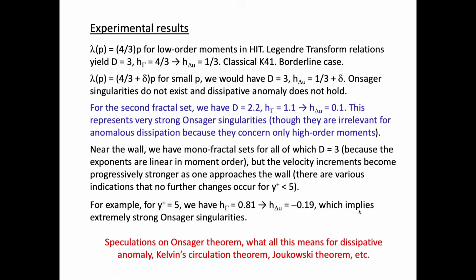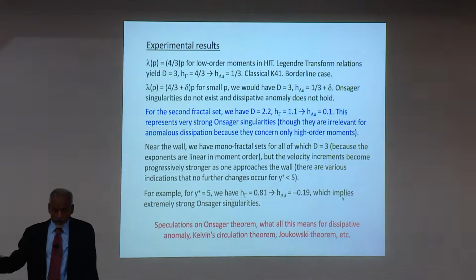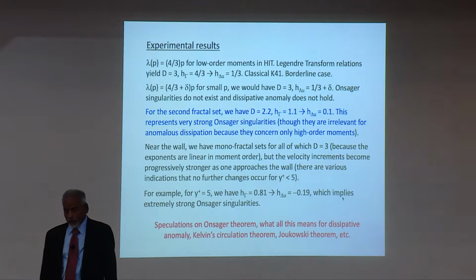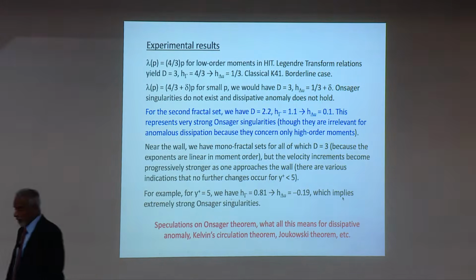And as I said already, if you encounter singularities, circulation need not remain constant. So D gamma by Dt, everybody knows it should be 0 according to Kelvin, but this says it doesn't have to be. It doesn't have to be like that at all.